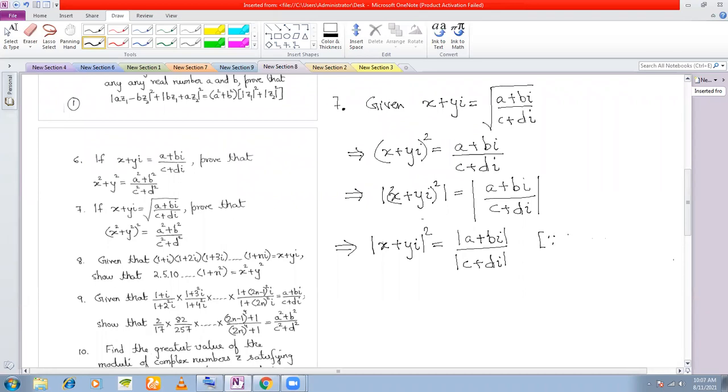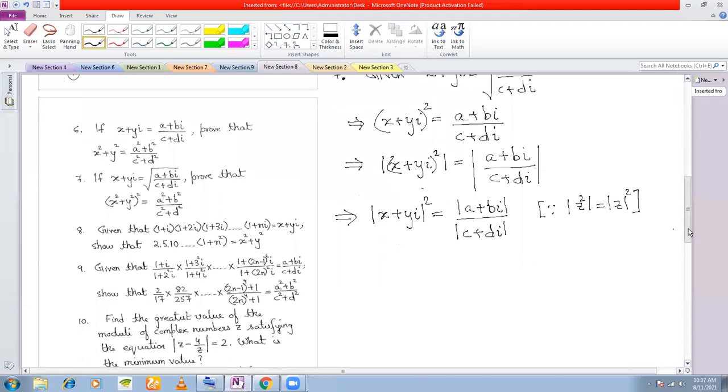If you recall this property, mod of z square is equal to mod of z whole square. This is the property that I'm using here. So now, what is mod of x plus yi? Mod of x plus yi is root over x square plus y square. And because you have a square, you put a square back. And here you have mod of a plus bi is root over a square plus b square, and in the denominator you have root over c square plus d square.